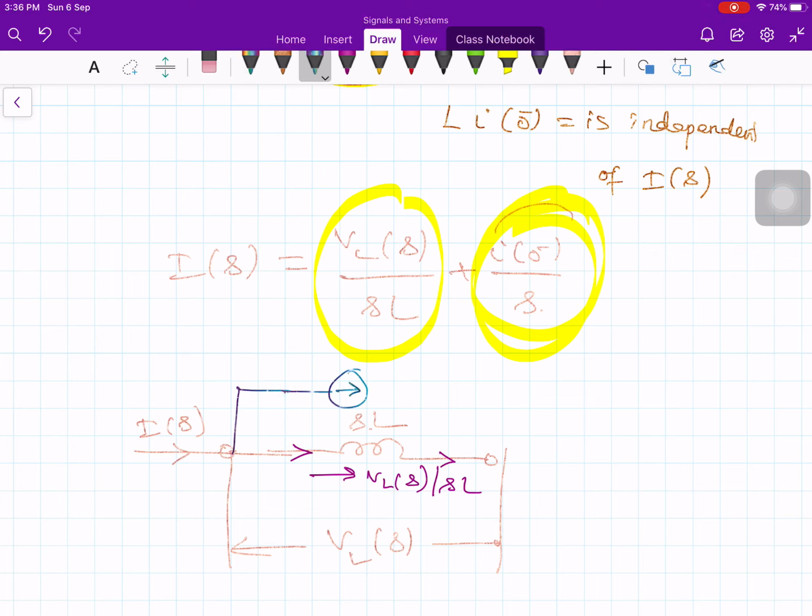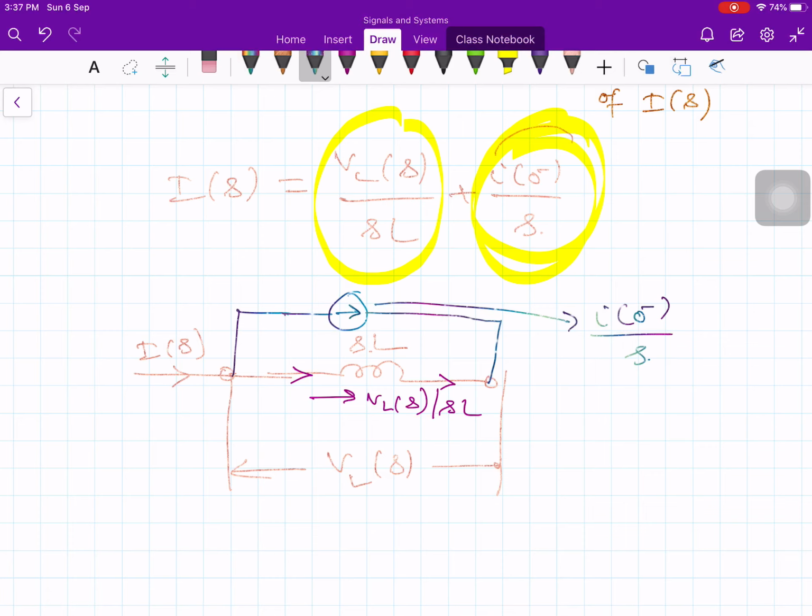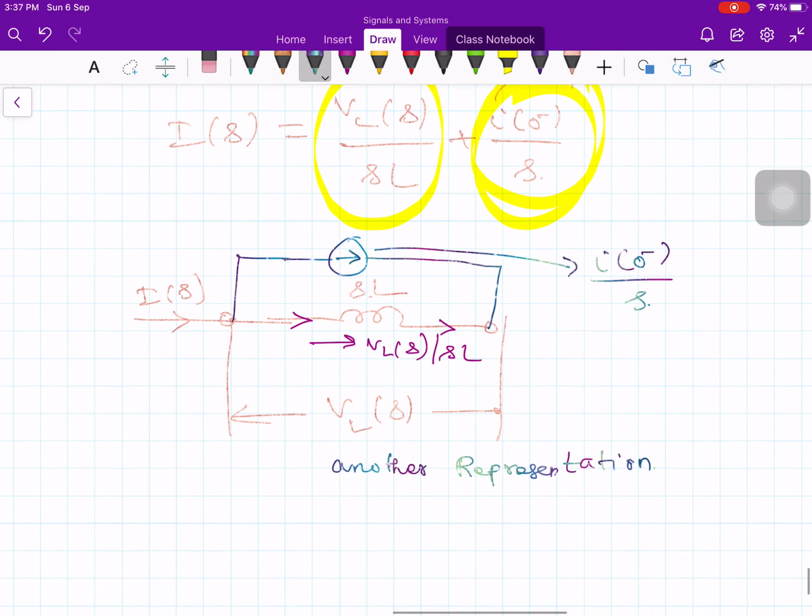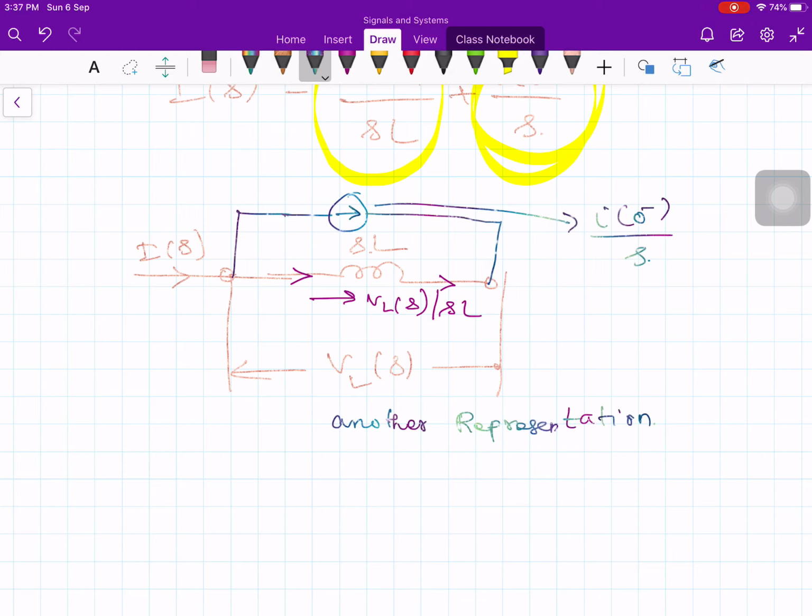Like this. What is this value? This value is I of 0 minus divided by s. Okay, so this is another representation, another equivalent representation of an inductor in the transform domain, the S domain.